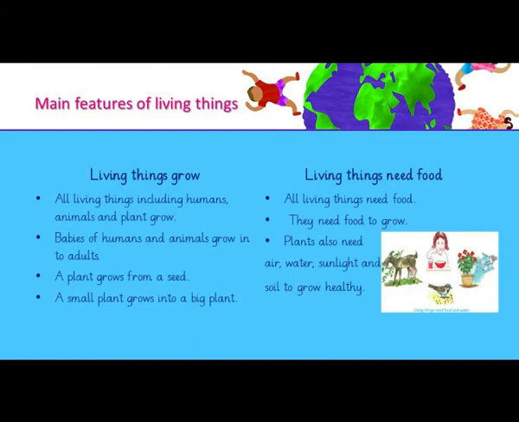All living things, including humans, animals, and plants, grow. We all know, we observe this in our surroundings. Babies of humans and animals grow into adults. You have seen a baby, how does it grow into an adult? And a plant grows from a seed. It grows into a smaller plant, then a bigger plant, then into a tree.